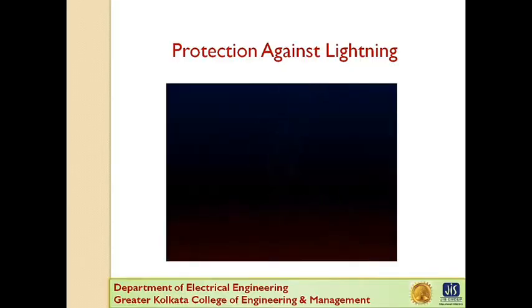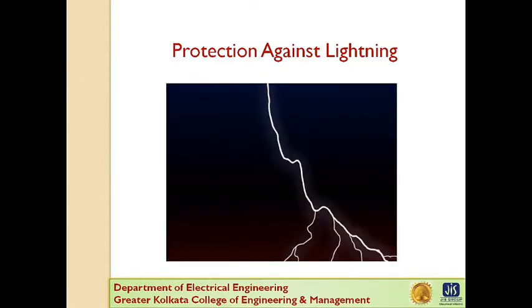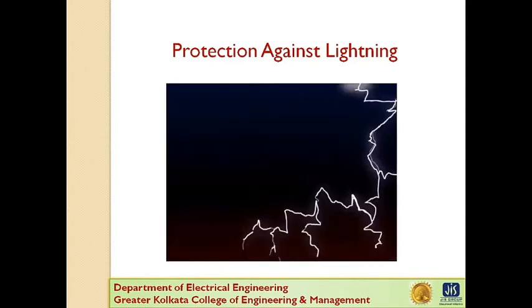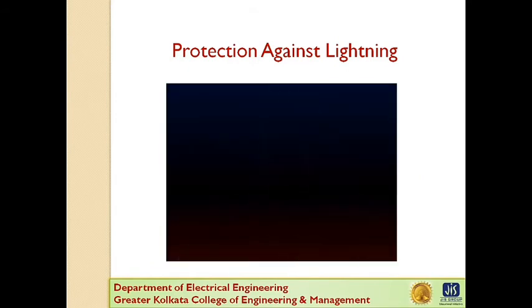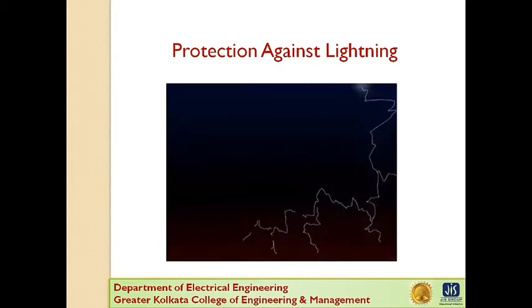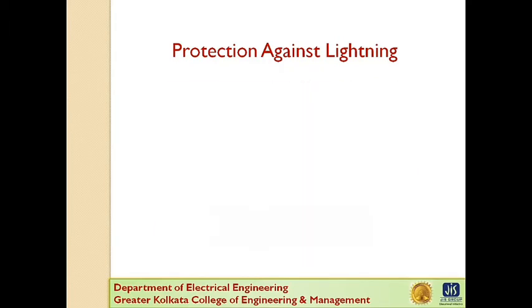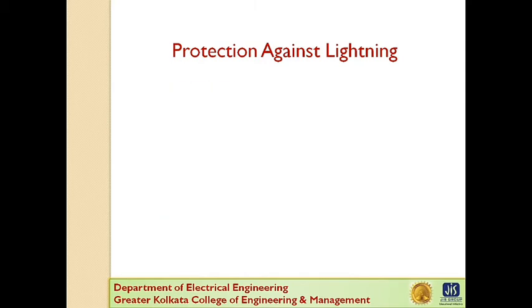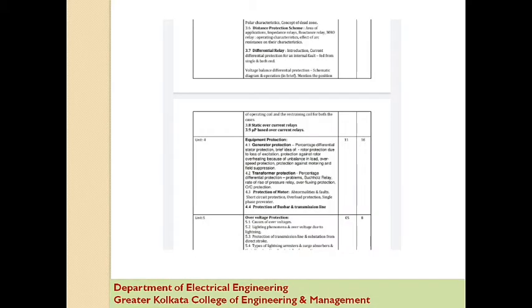In this video, I will discuss protection against lightning. In the previous video, I discussed different causes of overvoltage. Lightning is the major cause of overvoltages in the power system. We also discussed the mechanism of lightning and different strokes of lightning. In this video, we discuss protection against lightning. This topic is included in Module 5 of the subject Switchgear and Protection. Subject code is EE/S5/SWGRP. So let's start.